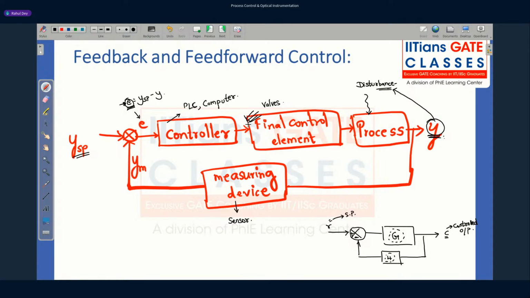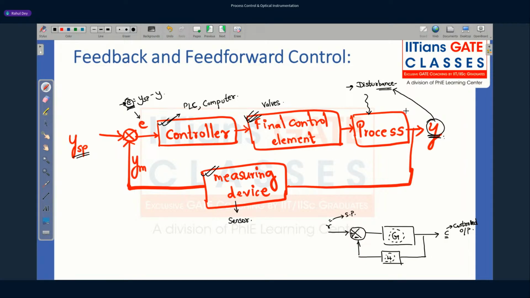And the final control element, according to the output of the controller, is going to take a decisive action to minimize the effect of this disturbance. That means in the feedback system, my disturbance is negated after the disturbance has affected my process. After the disturbance has entered the process, it is measured by this measuring device, and only after that can my controller take action to remove that disturbance. Means in a feedback loop, the disturbance has to affect the process to get detected. So tell me, is this a good thing?